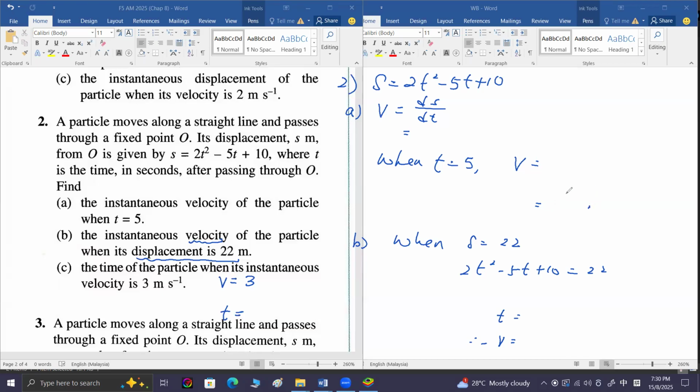So I just try to answer here, 15. B, 11. C, t is 2.